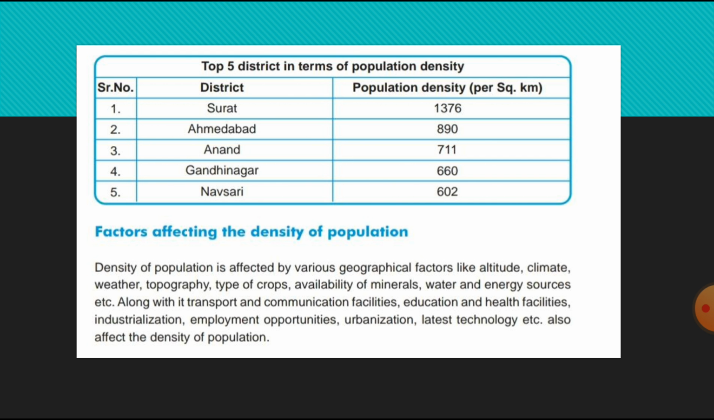See, all these affect the density of population: education facilities, health and transport, opportunity for jobs, urbanization, etc. This all affects the density of population of any area.